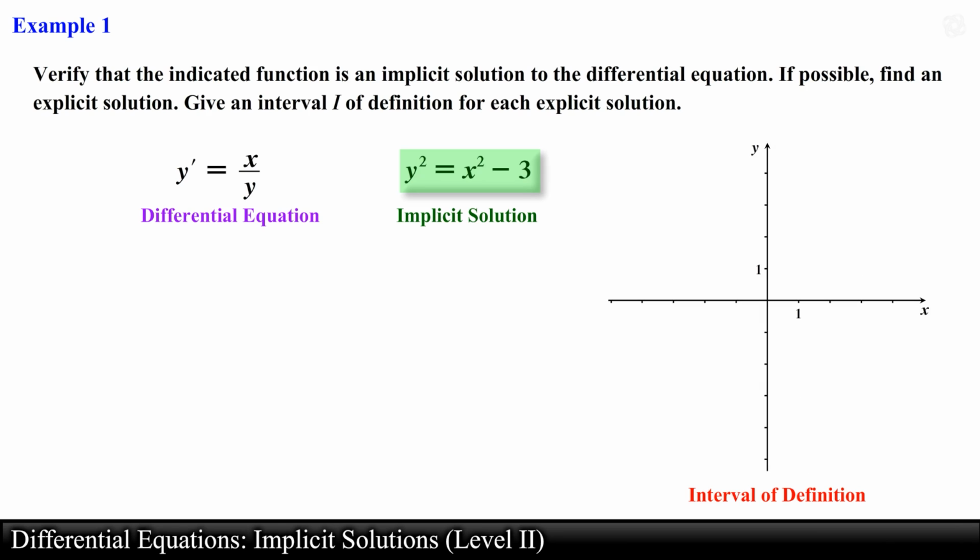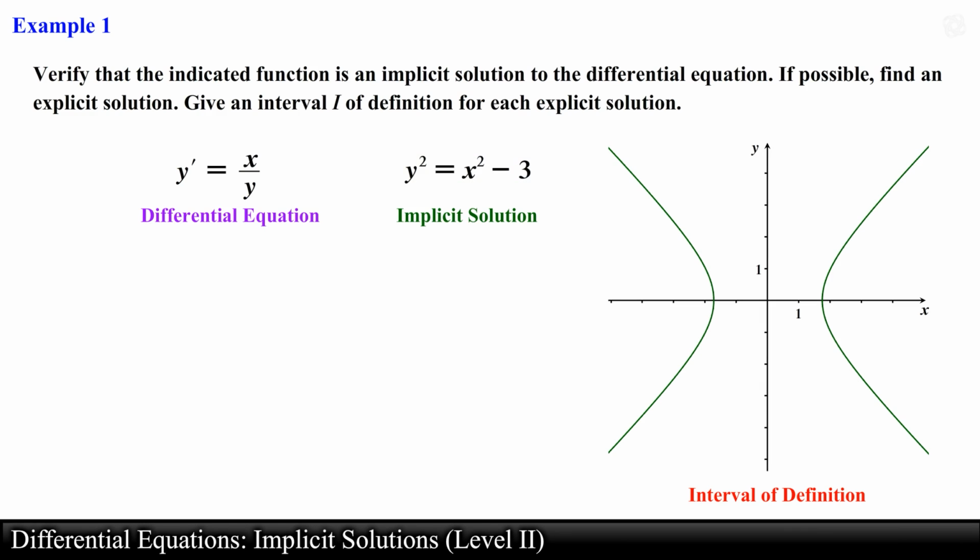Recall that an equation of this form describes a hyperbola that opens along the x-axis and is centered at the origin. Inspecting the graph, we see that the derivative will not be defined at the vertices because the slope of the tangent line at these points is vertical and therefore undefined, meaning that we need to exclude these points from the interval of definition. Next, let's check and see if we can find an explicit solution by solving for the variable y and obtaining an expression in terms of x.